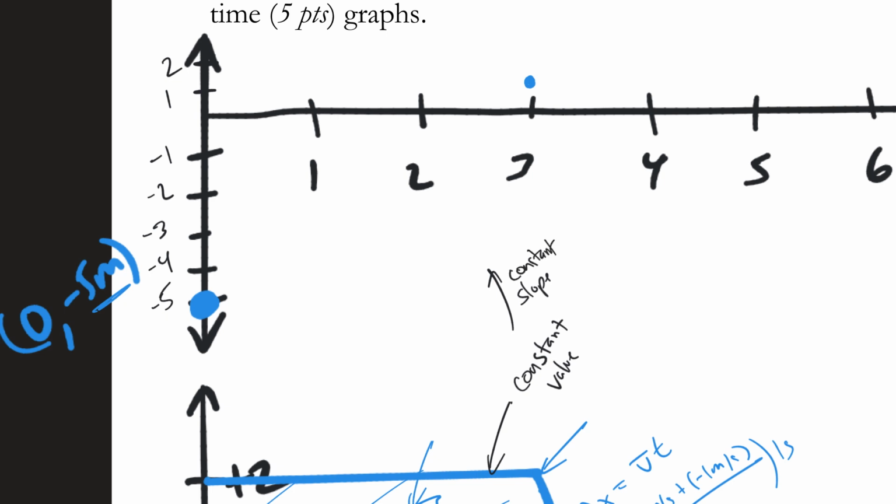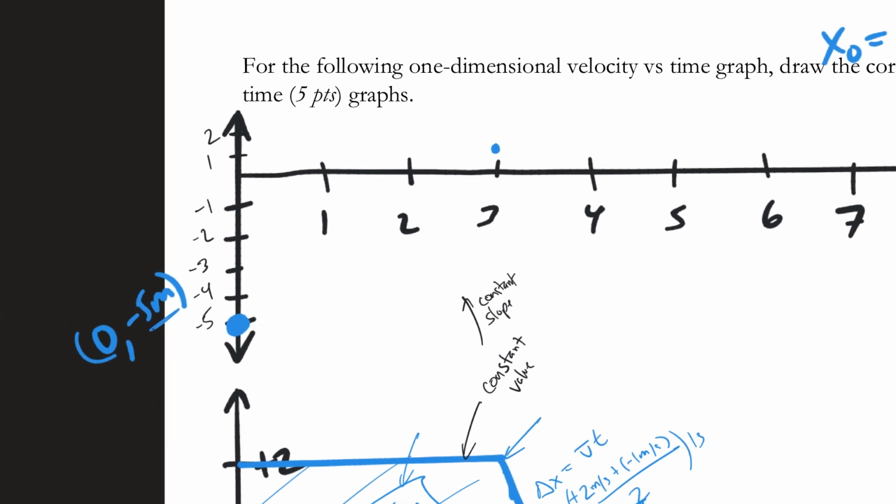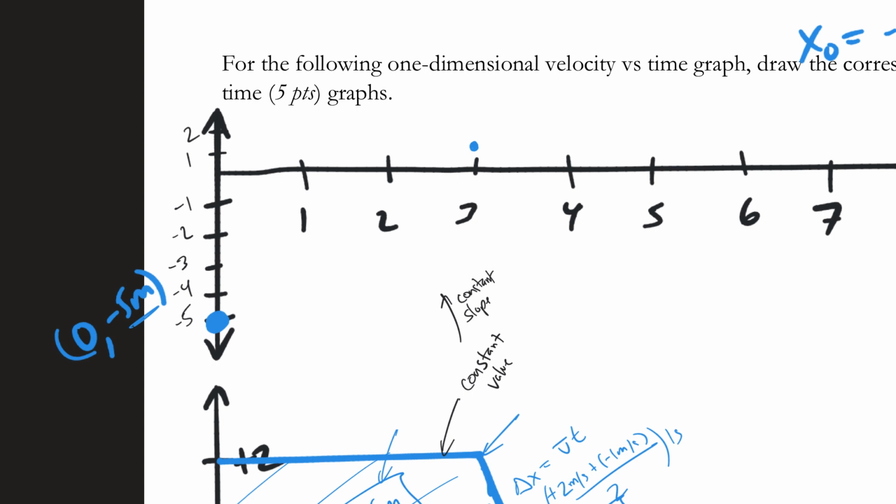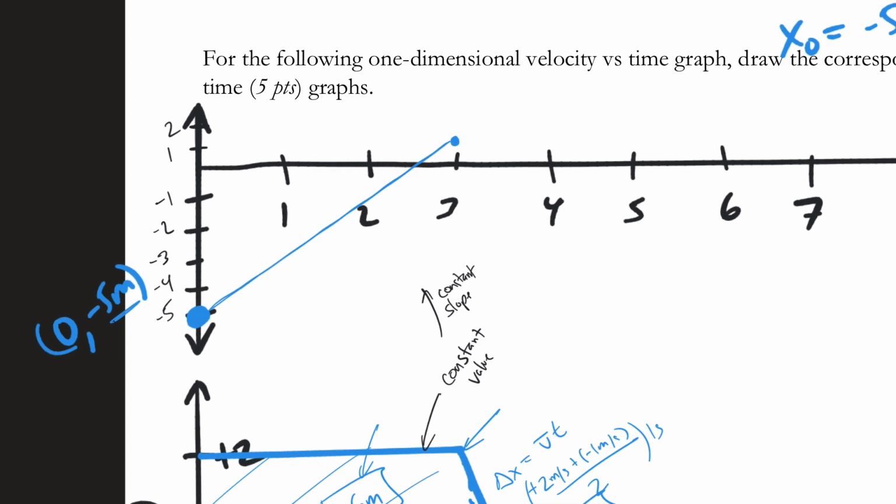Ooh, my line is not quite long enough to make that. Maybe if I zoom out. Aha! Now my line is long enough. So that's a straight line. It's not perfect. Drawing on iPads is a little bit weird.